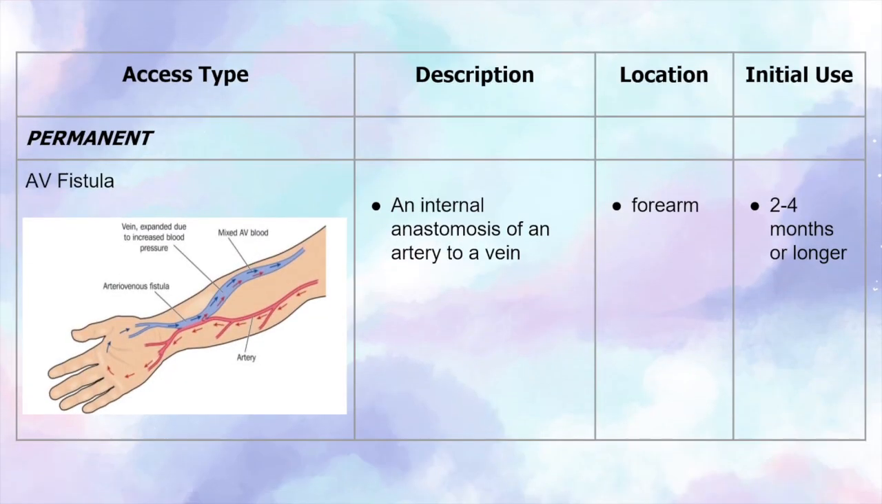First is AV fistula or arteriovenous fistula. It is permanent. It is an internal anastomosis of artery to a vein. It is located on the forearm and its initial use is usually 2 to 4 months or longer.